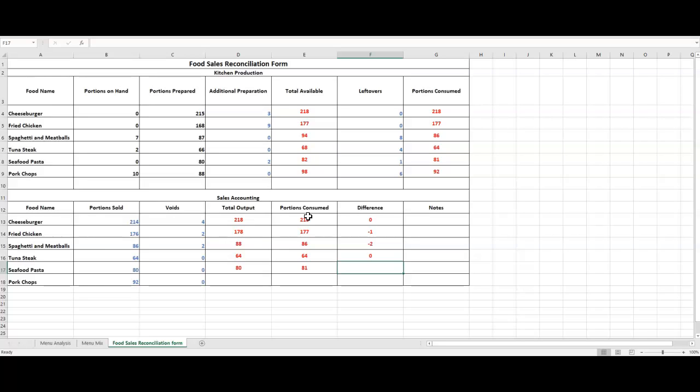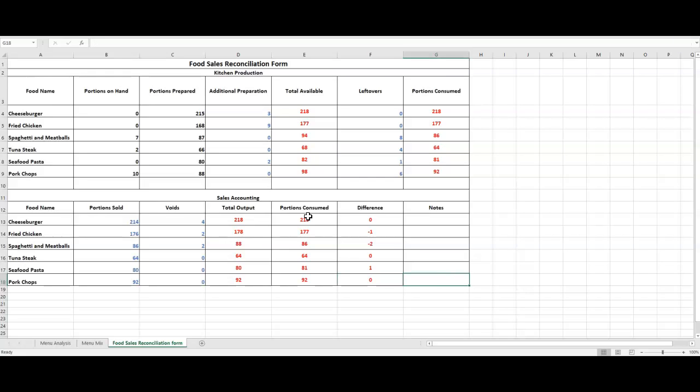It could be your server lost a check or something like that, where we go back at the end of the night and we count up the number of seafood pastas and we only get 80. But we know based on our kitchen production sheet that 81 were prepared. We're looking for the other one. Typically, that's what happens there. And then as we finish up with our pork chops, 92 and 92 were consumed, gives us 0.